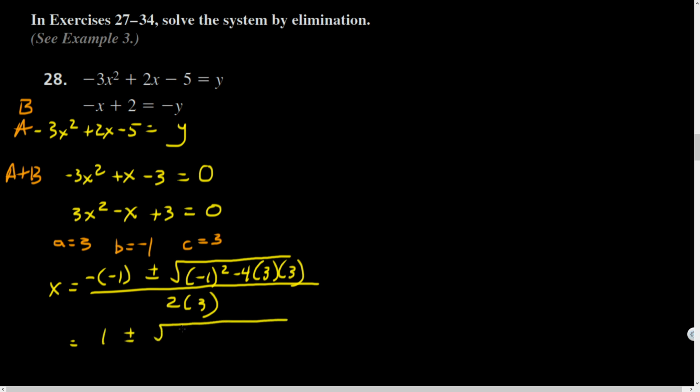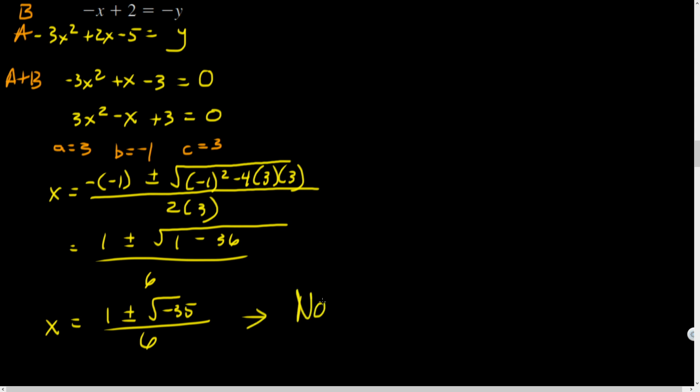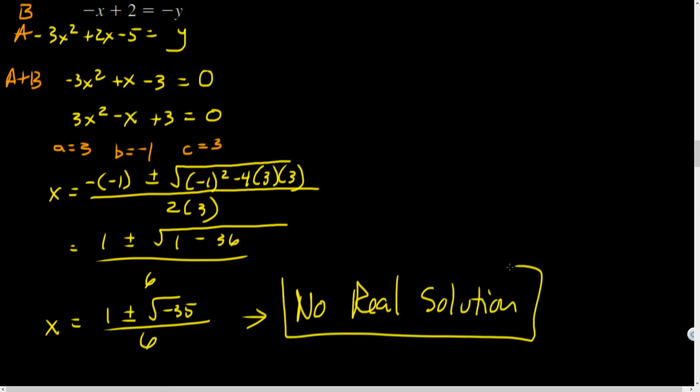I get 1 minus 12, 36. Oh, good news, everyone. This is going to have imaginary solutions. So that's dandy for us. I get 1 plus or minus the square root of negative 35, all over 6. And since they are imaginary, this is going to mean no real solution. Boom. There you go. You're welcome.